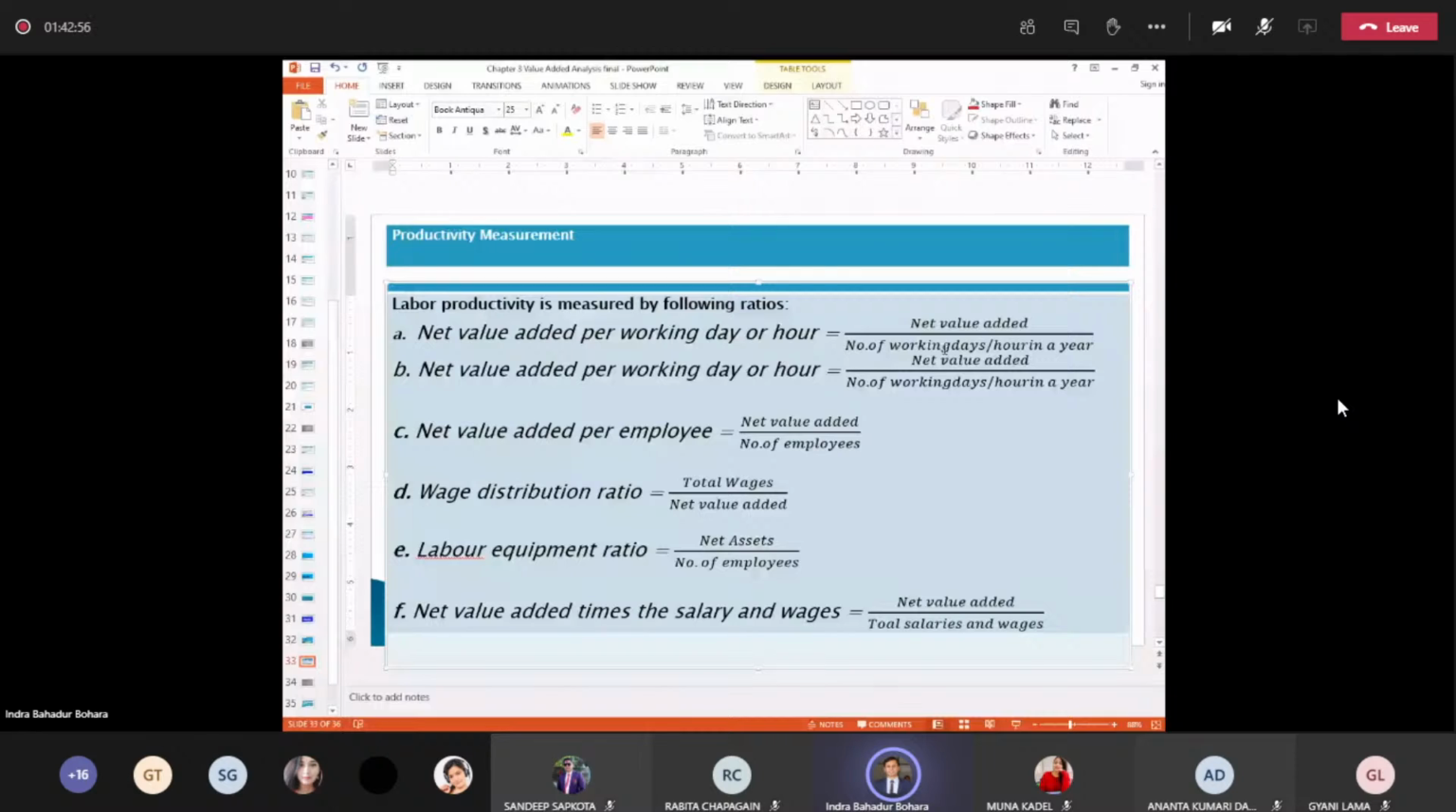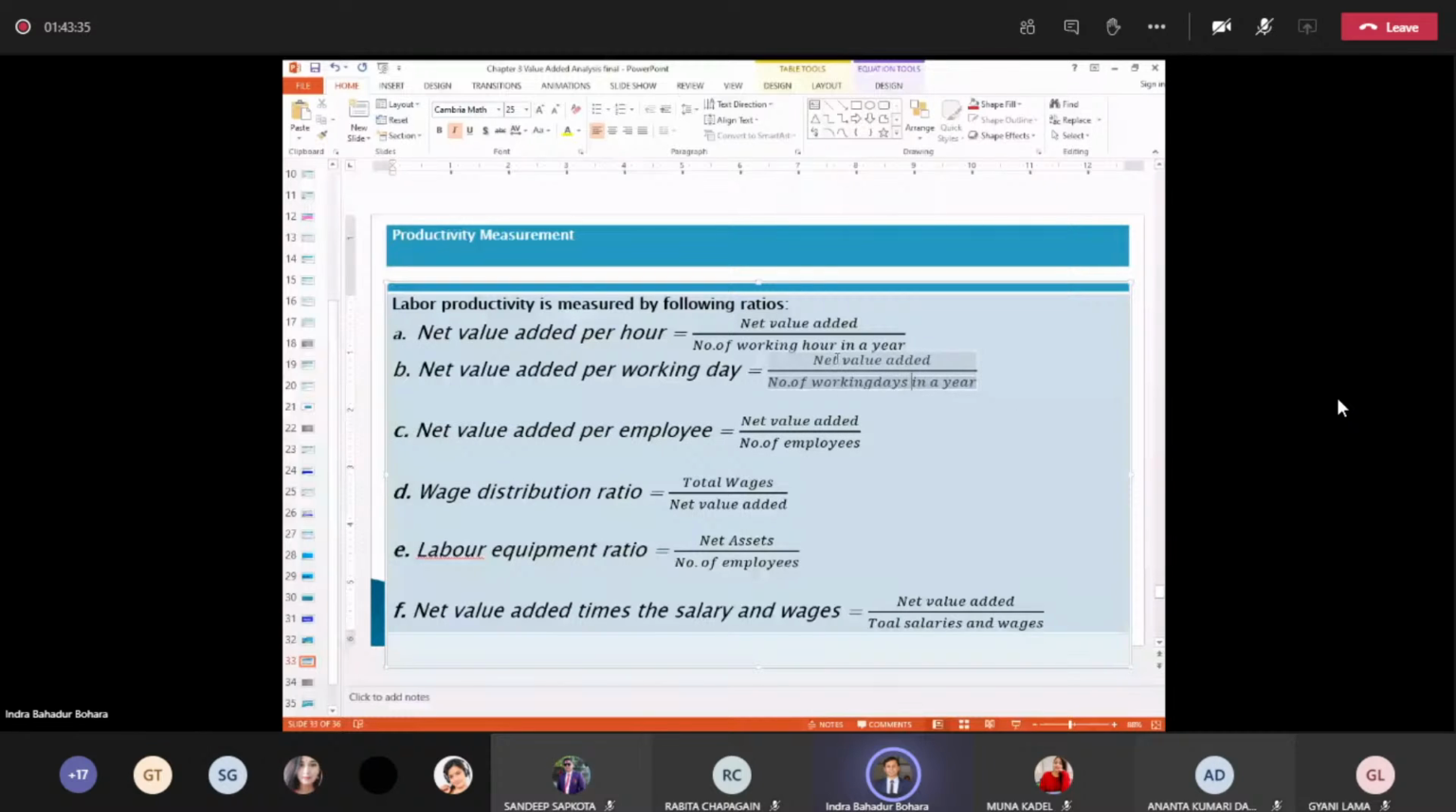Look, when you are calculating net value added per hour, net value added is divided by the total number of working hours in a year. And when you are calculating net value added per working day, net value added is the first factor in the numerator, divided by the total number of working days in a year. That gives the per day figure.